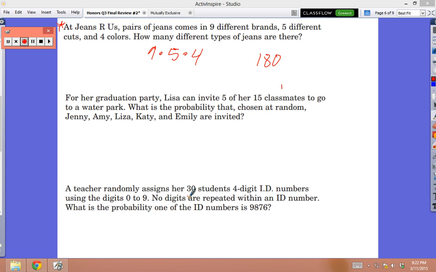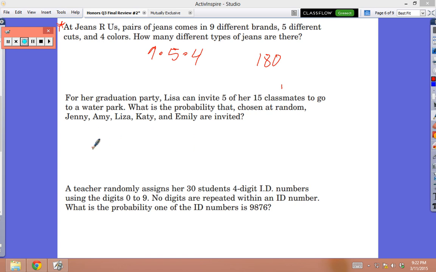Okay, the next problem. For a graduation party, Lisa can invite 5 of her 15 classmates to go to a water park. So what are the chances that randomly she chooses those 5 kids? So this is actually a combination, because the order of these kids doesn't matter.